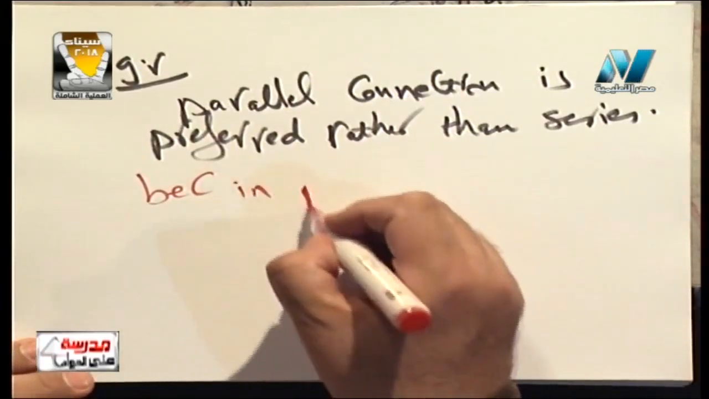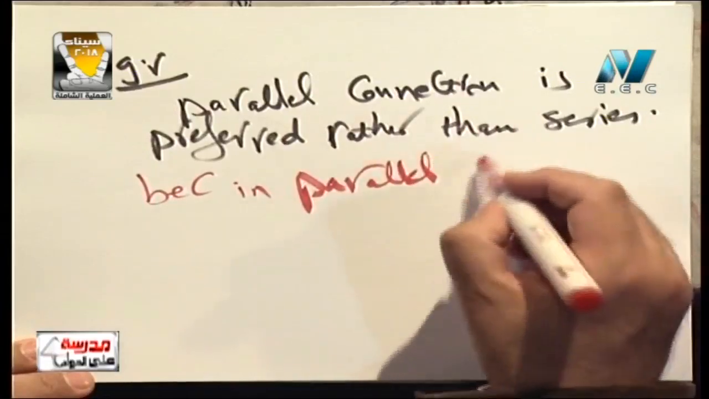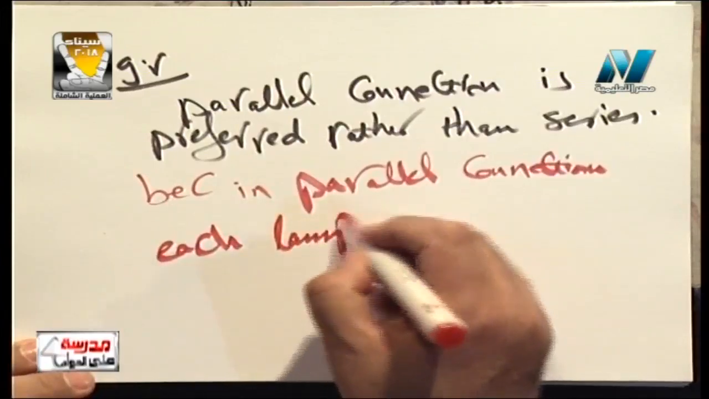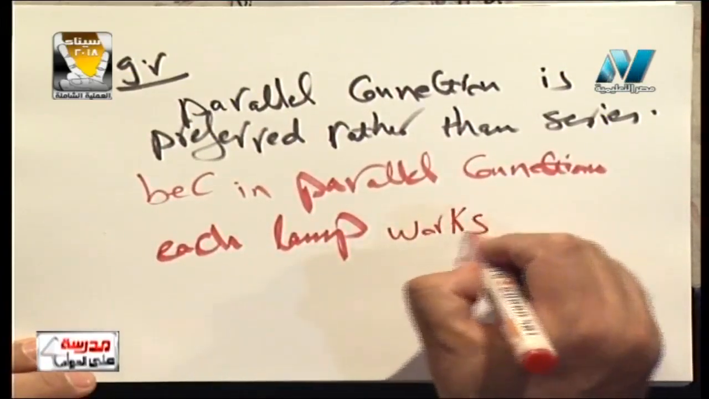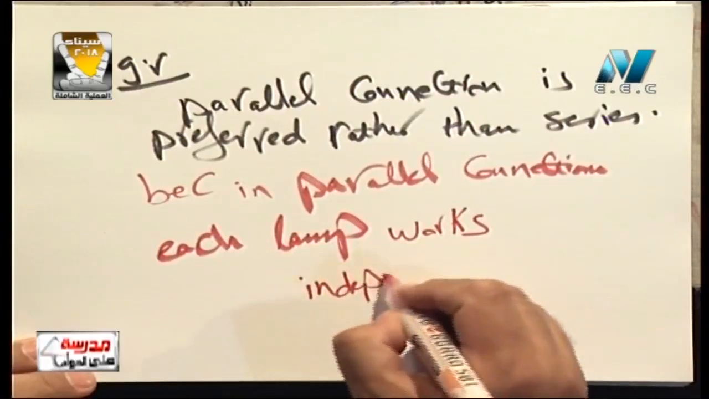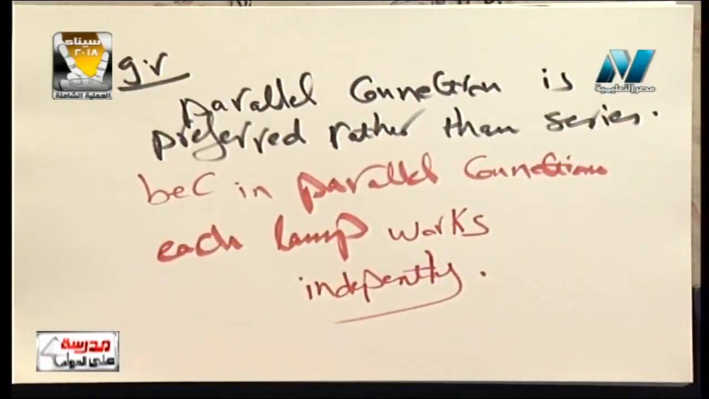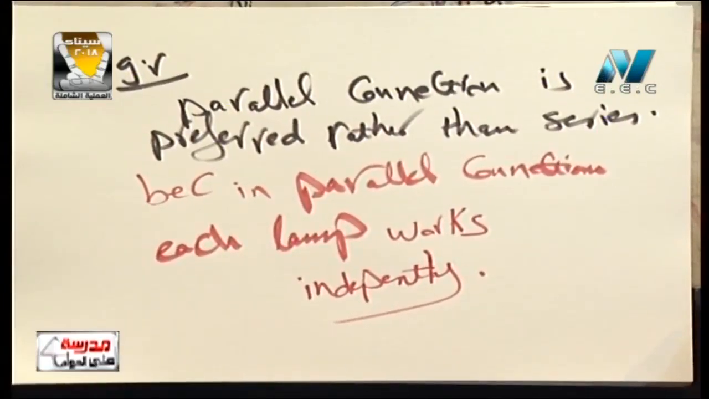Because in parallel connection each lamp works independently. So again, in parallel connection each lamp works independently of any other lamp. That's why if, for example, one lamp is burned out, broken, or unscrewed from its place, or for any other reason, all the other lamps aren't affected and are still working.